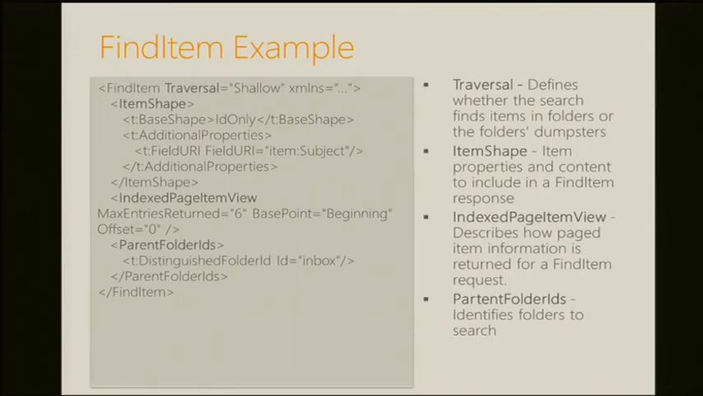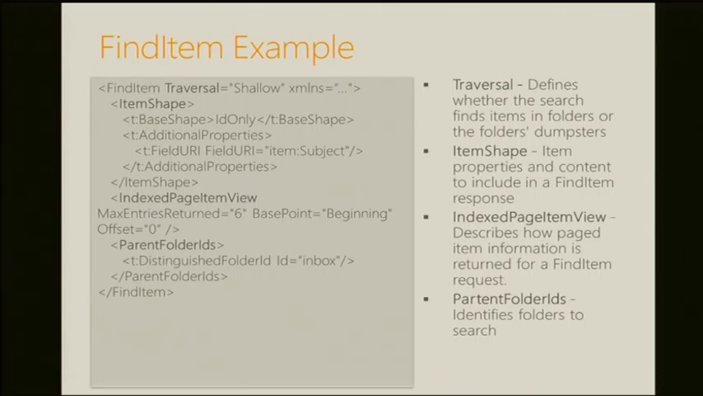The next important piece here is the item shape. This is where we declare the property set, or the property bag, for each item that you want to retrieve. In this case, we set a base shape of ID only. The other option is all properties. So we're retrieving just the item ID, and then we're adding to that one additional property of subject.